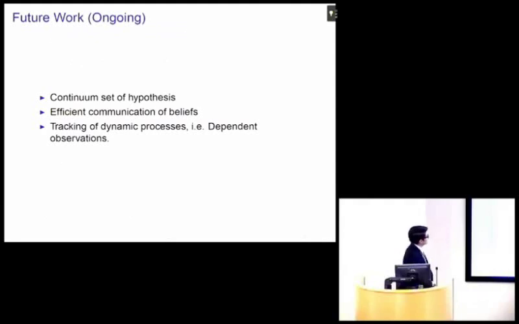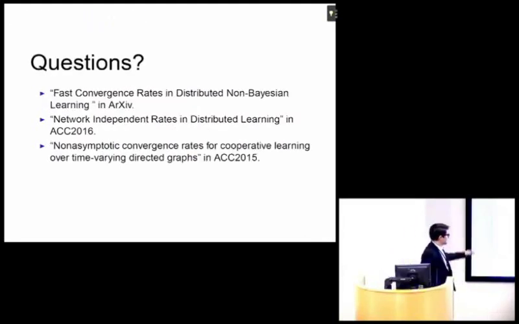Yeah, and just to finish, we have considered a set of finite hypotheses, so we're working on extending this to a set of continuous hypotheses. Also we are working on efficient communication of the beliefs. As of now, we require communication of the probability distribution, so some sampling could improve there. And also tracking of dynamical processes. This means going into the lands of Kalman type of estimation and getting exact bounds for these distributed systems. And yeah, questions, and you can ask me for the details or look into these papers.